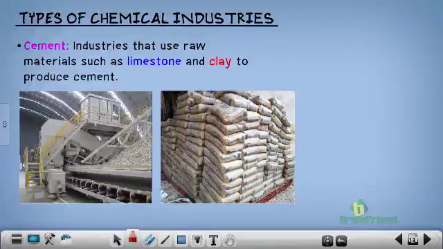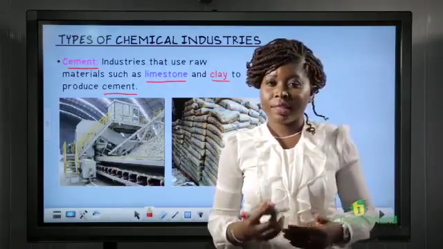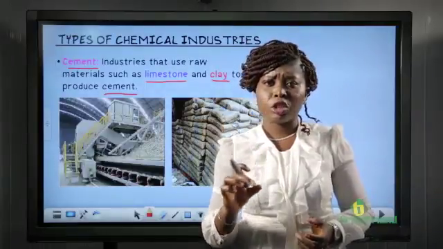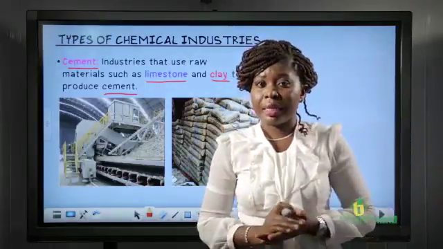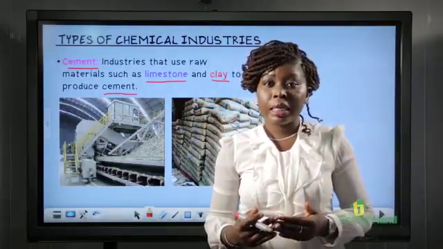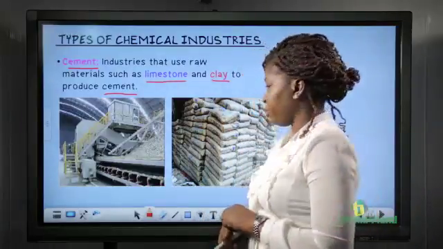Another one is the cement industry. This industry makes use of raw materials such as limestone and clay to produce cement. Now this cement, when it sets and hardens in the presence of water, produces what we call mortar that is used by builders in house construction. Also, cement is used in holding of blocks and bricks during building construction.